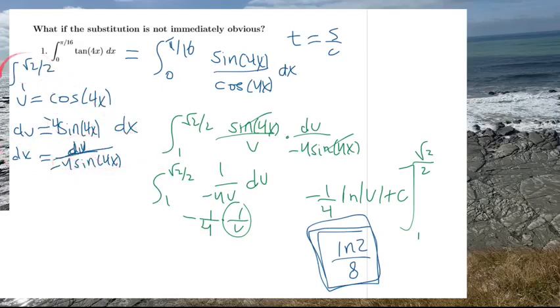Now we have to change the bounds as well. We do cosine 4 times pi over 16. That would be root 2 over 2. I'll come back to that in a second. Cosine 4 times 0, which is cosine of 0, which is 1. That's the easy one, right? We know what cosine of 0 is, but we might have not known what cosine of 4 pi over 16, or pi over 4, is.